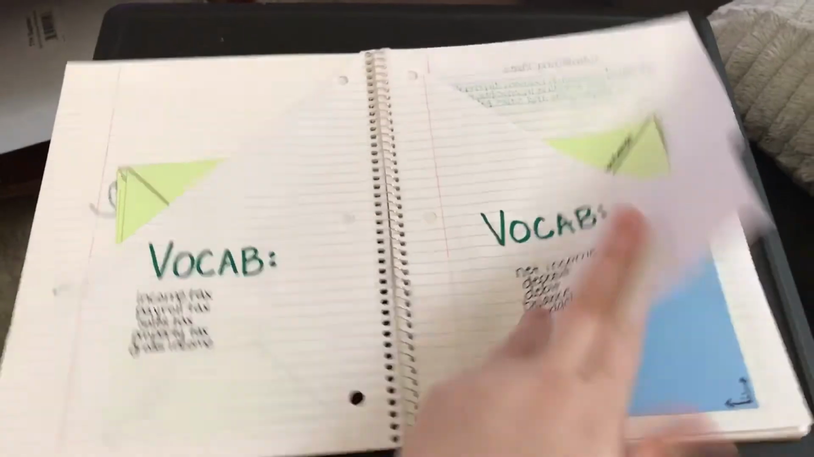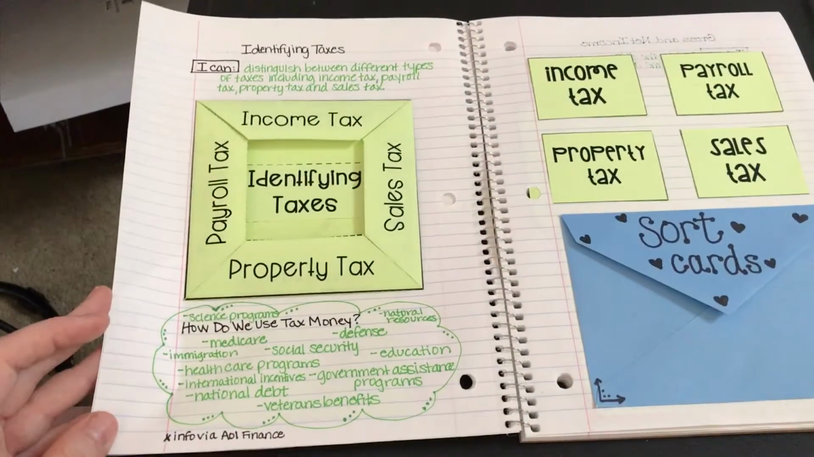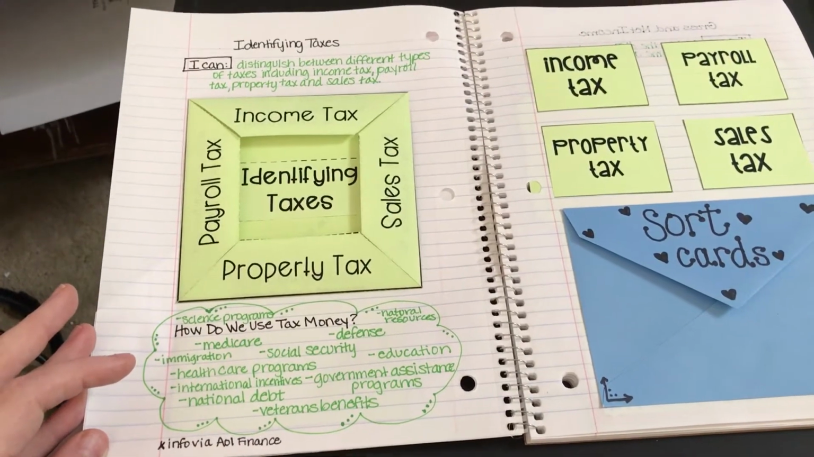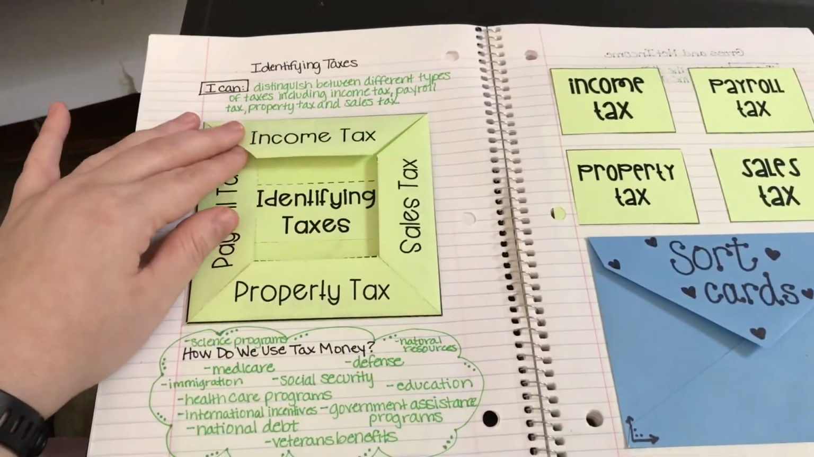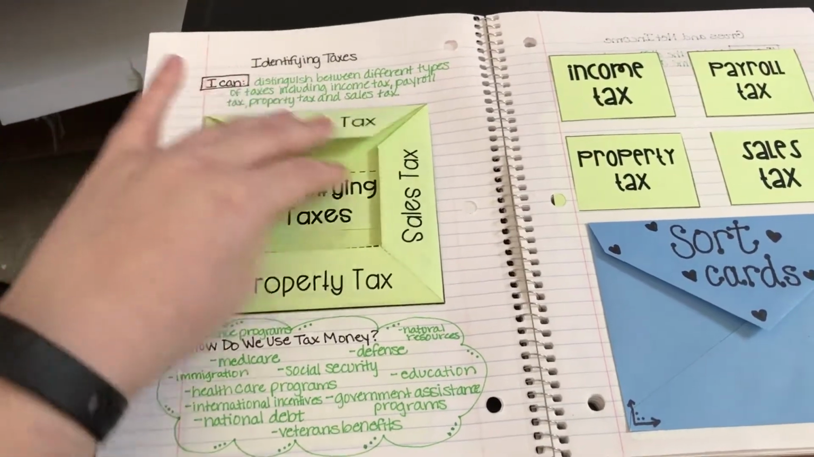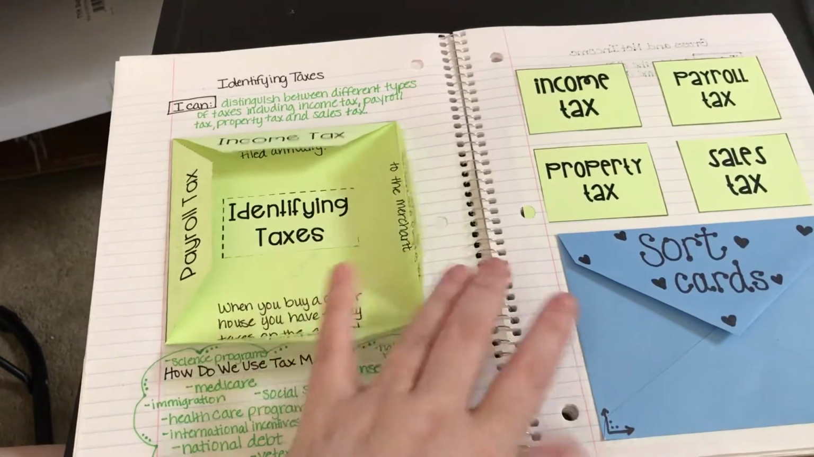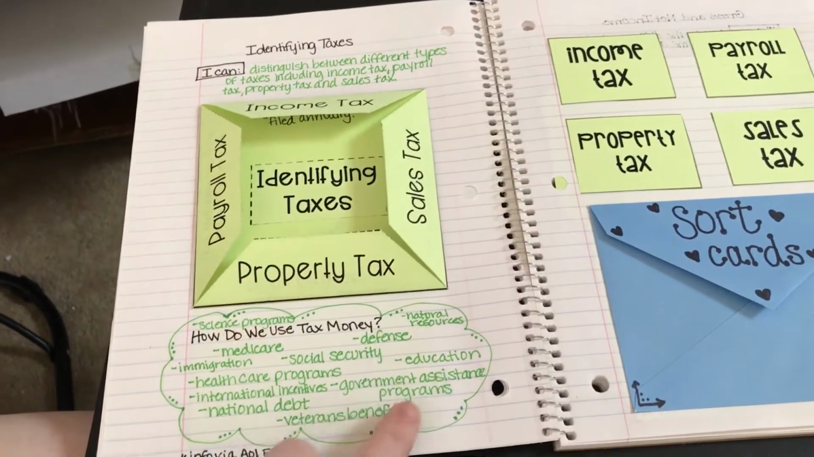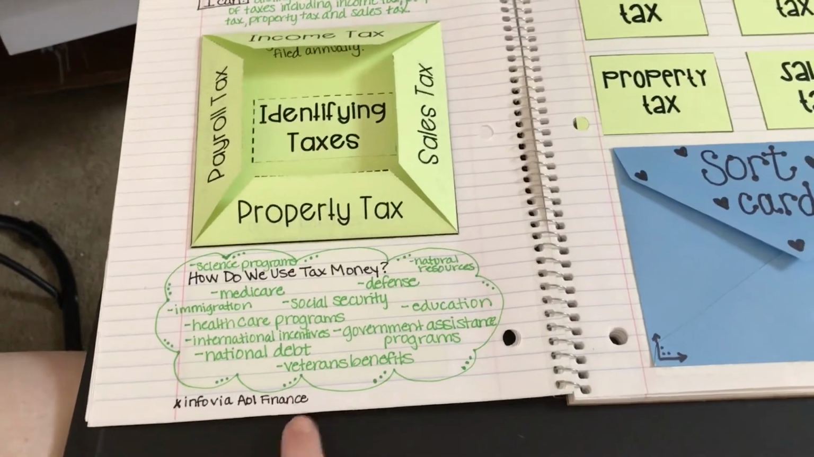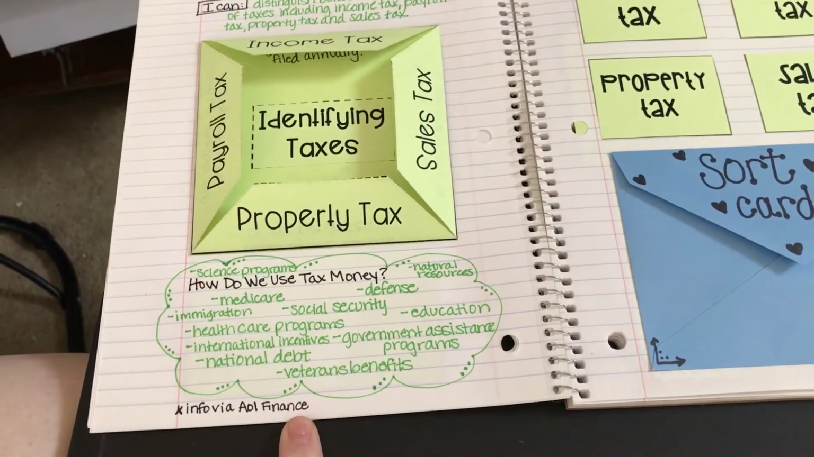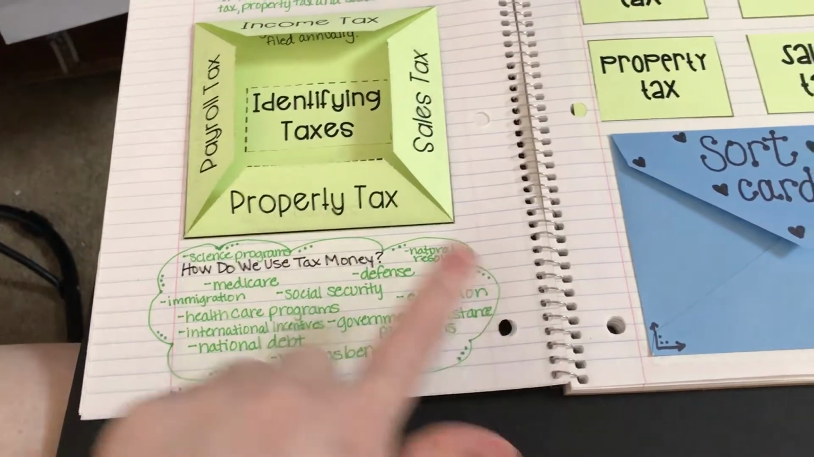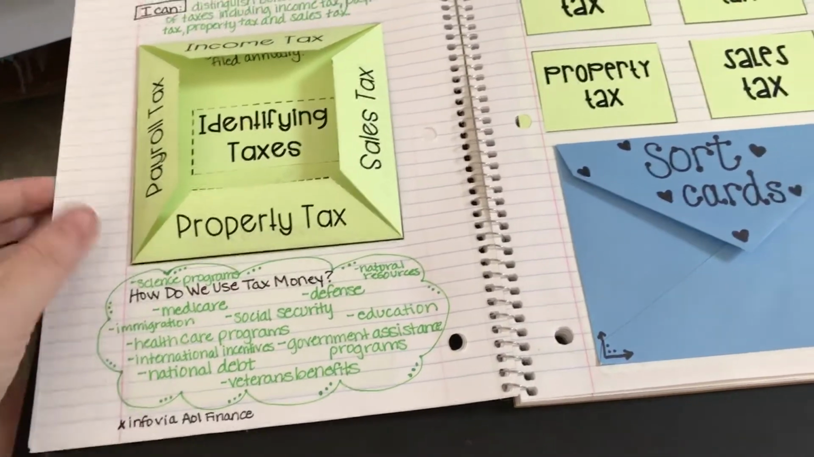The first lesson in this unit is about identifying taxes between income tax, payroll tax, property tax, and sales tax. You can see in the square window flippable right here underneath, just identifying what each type of tax is. And then I had the idea to do a brain dump down here at the bottom of how we use tax money. And all of this information I found via AOL Finance. It was a recent article that was written. So all of these are different ways that tax money is used.